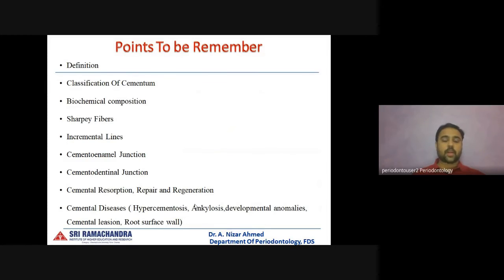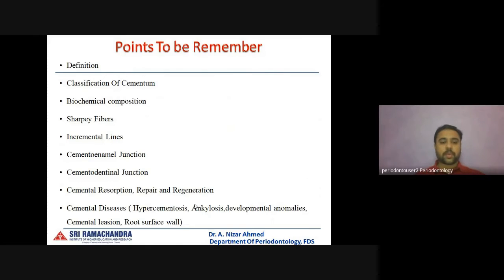Organic content is collagen and non-collagenous proteins and other substances like your cemental attachment proteins. Organic content is collagen type 1, 90%, and type 3 is 5%, and the non-collagenous proteins are like bone sialoprotein, osteopontin, osteonectin, fibronectin, all these things. Okay, and cemental attachment protein and growth factors also will be present.